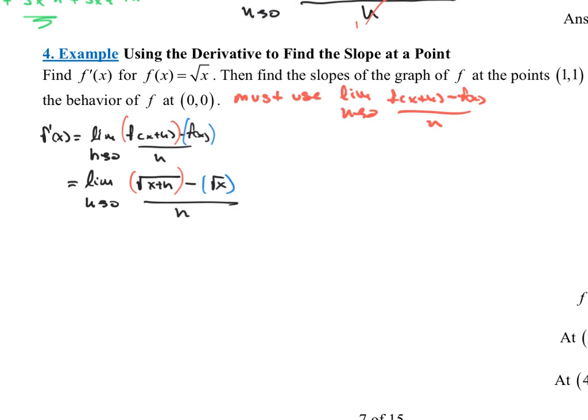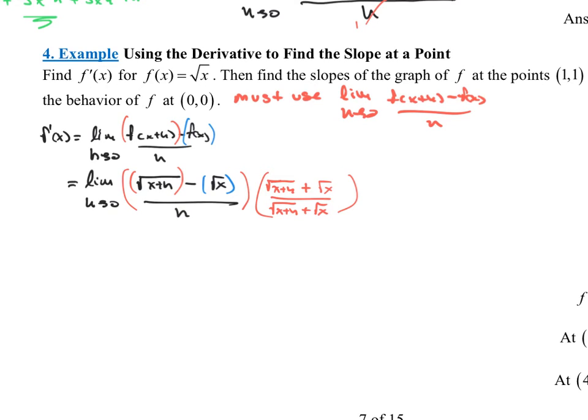When you get 0 over 0 in its indeterminate form and you have radicals, hopefully you're thinking about the previous test that we took, where the trick was to multiply by the conjugate of the numerator. It's called rationalizing the numerator. So this is where you would multiply by the square root of x plus h plus the square root of x in both the numerator and the denominator.